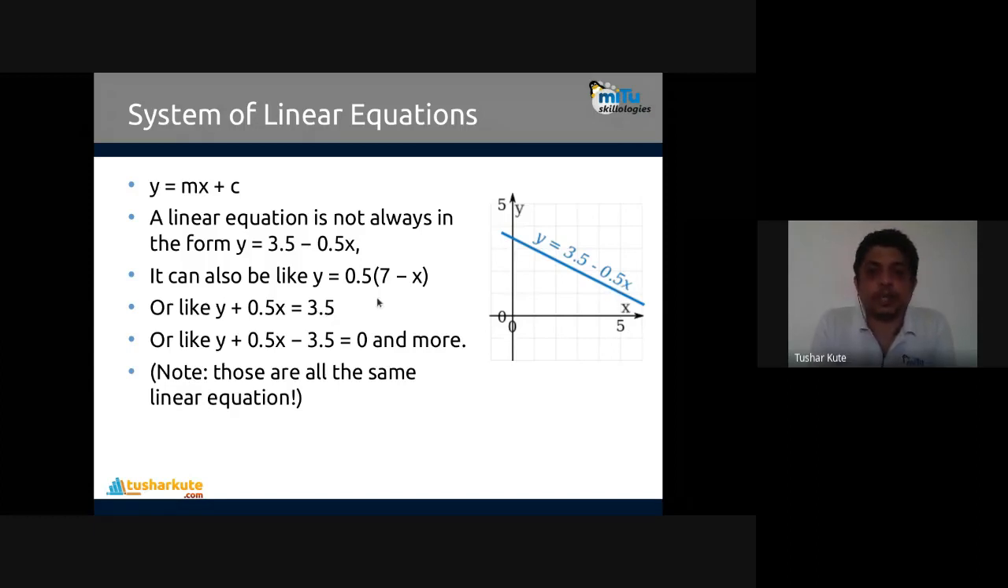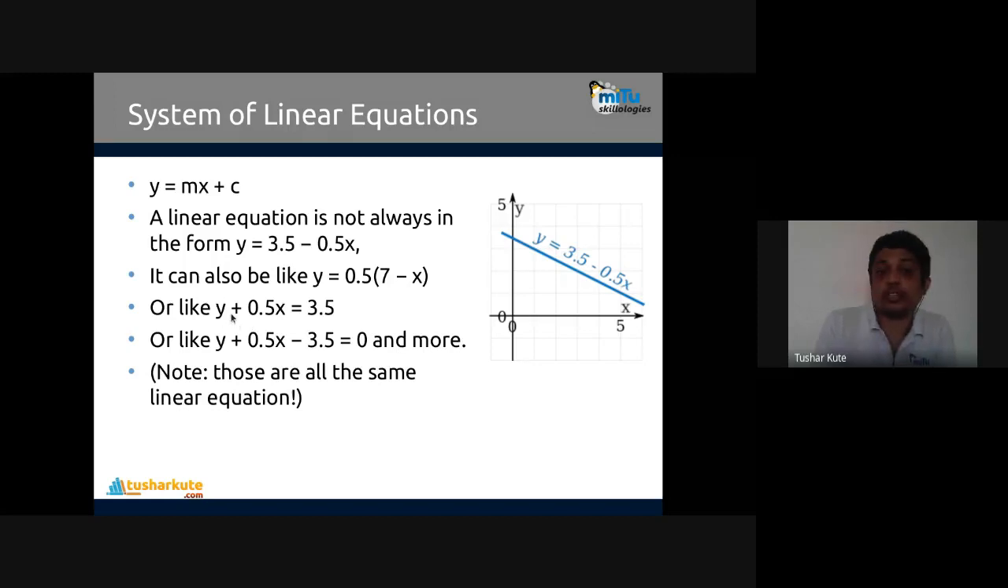That can also be separated. You can see here the common thing extracted is 0.5, and then 7 minus x can also be like that. Or we can have y is equal to 0.5x plus 3.5. We have just changed the position of the terms, and accordingly it changes. Or y plus 0.5x minus 3.5 is equal to 0, and many more. Any form of that equation can be generated. Any form of the equation is possible.